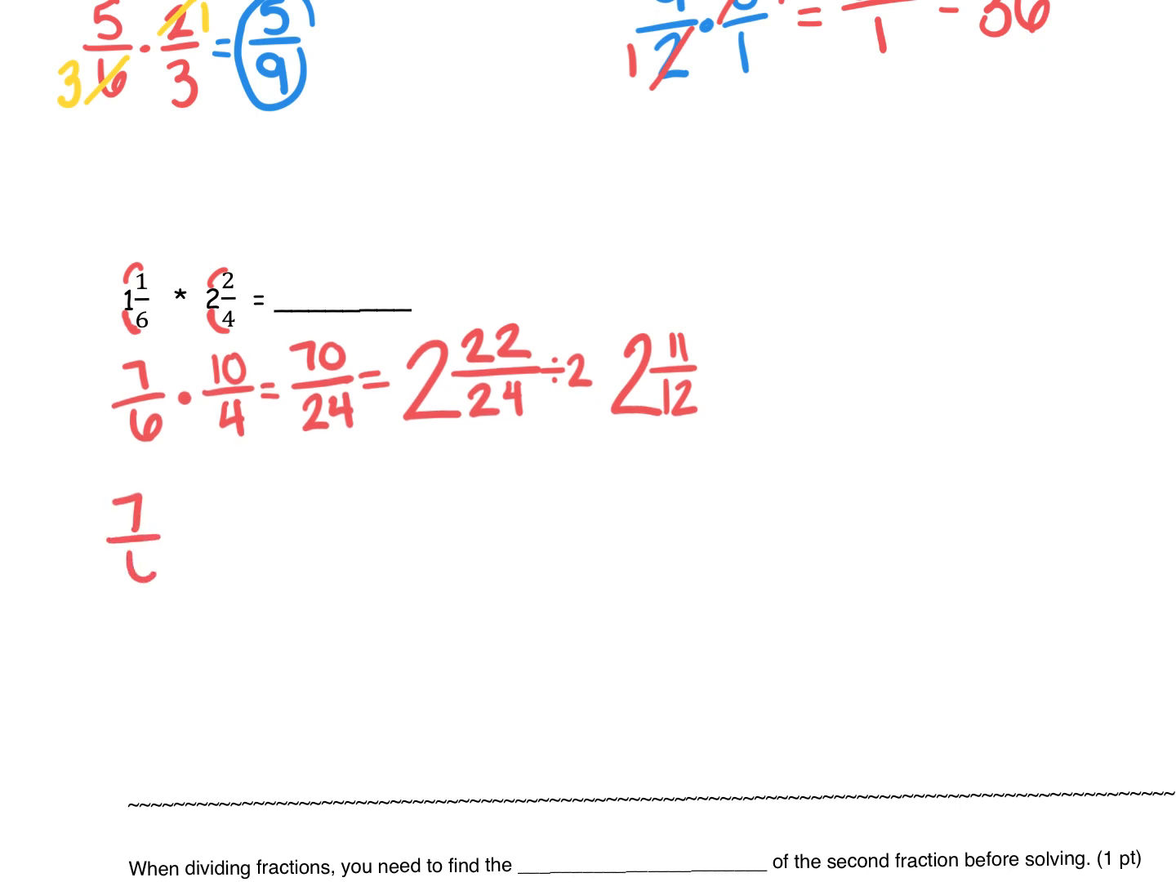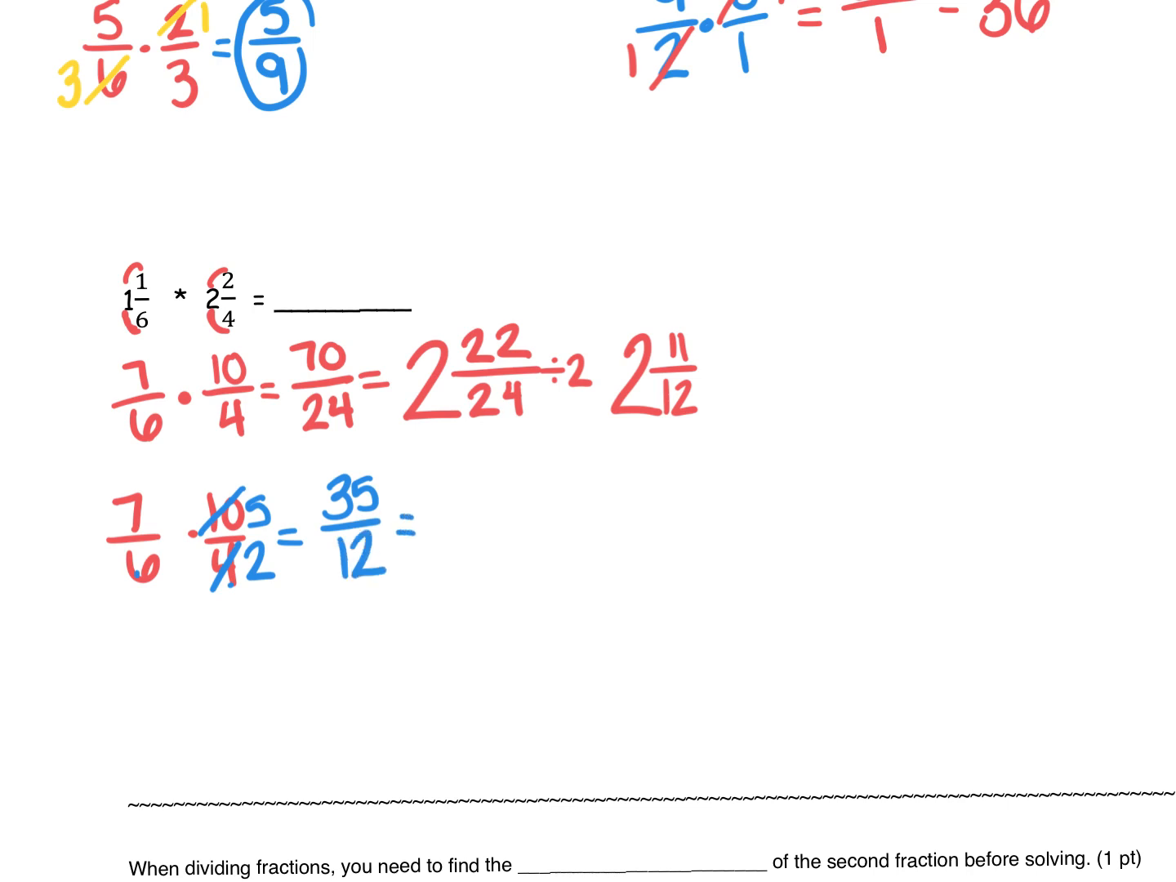If we were to solve that the other way and simplify ahead of time, we could simplify the 10 and the 6 or the 10 and the 4, either one on the bottom. Both are divisible by 2, so 10 divided by 2 is 5, 4 divided by 2 is 2. Or we could have, instead of using the 4 here, we could have used the 6. It's up to you. 7 times 5 is 35. 6 times 2 is 12.